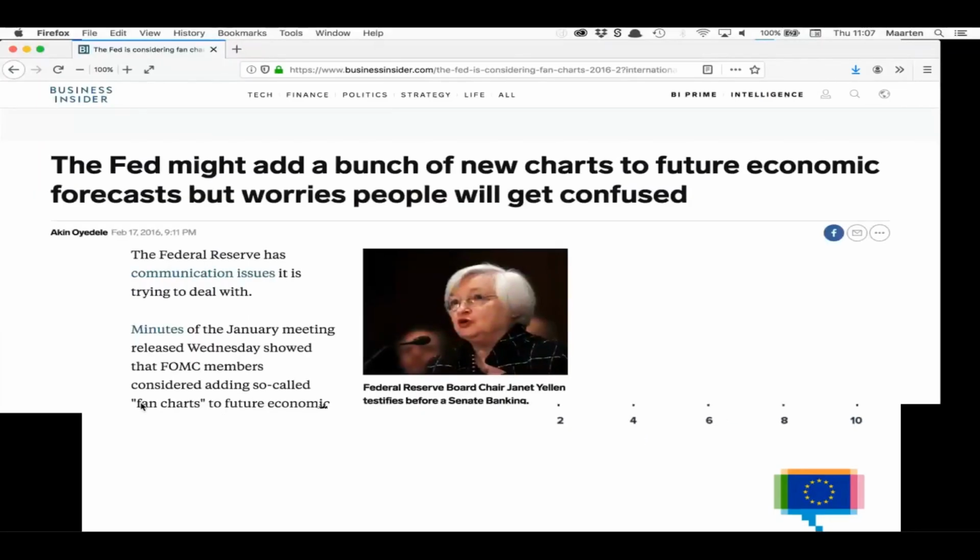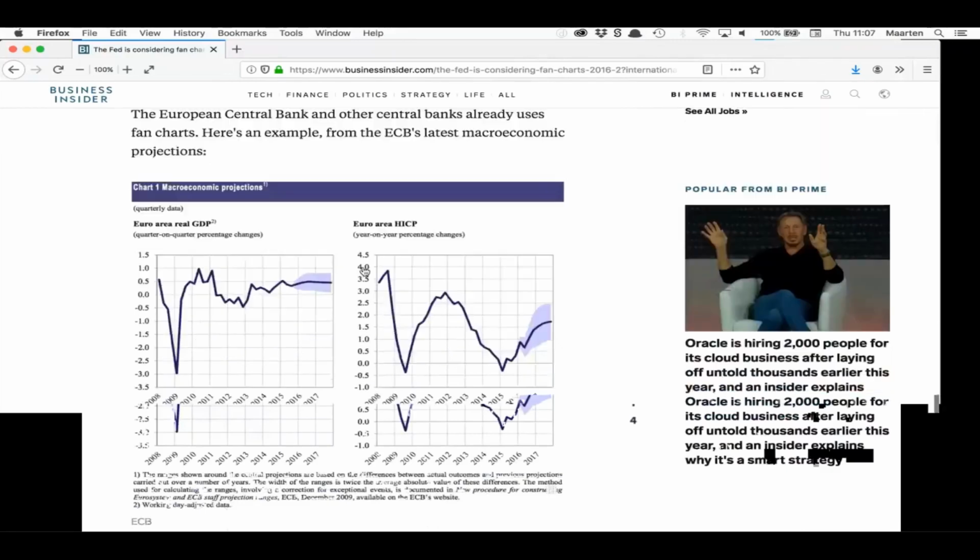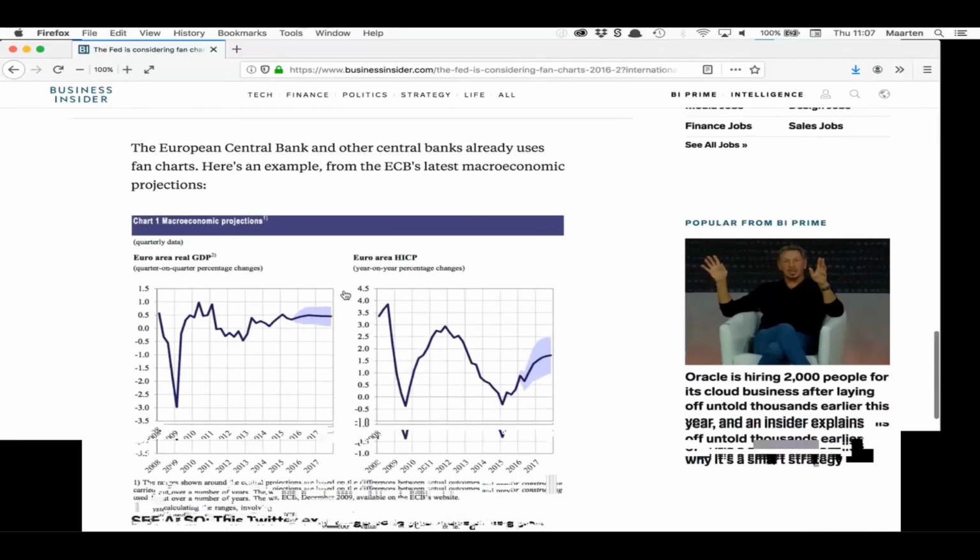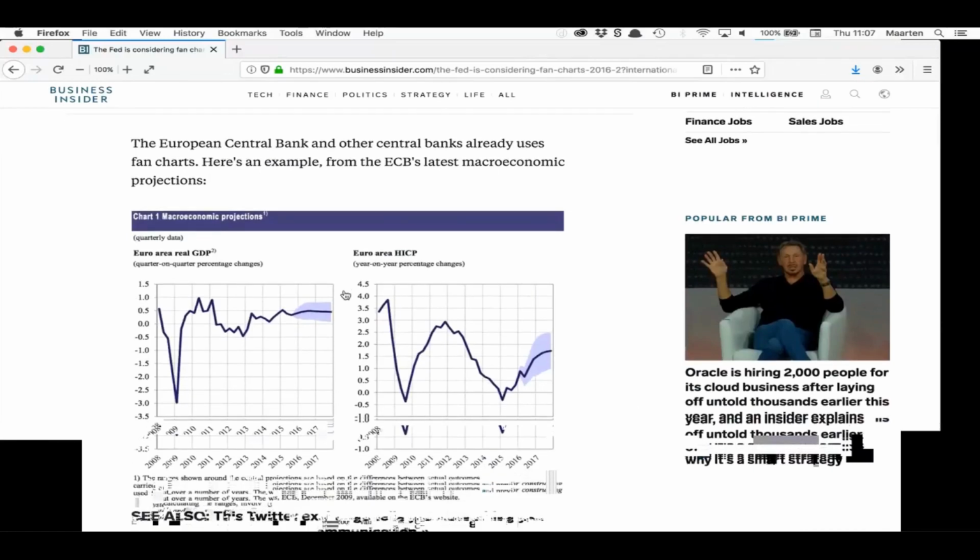So the European Central Bank is already using this technique. They are publishing charts like this that show that the projected values are actually a range of possible outcomes. And this is an interesting article on Business Insider explaining that the American Central Bank also wanted to use this technique for communicating uncertainty, but there was some discussion about whether or not people would be able to understand what this fan chart means. I think they should use this technique because whenever there is uncertainty in the data, I think it's a good idea to also show the uncertainty in the data.